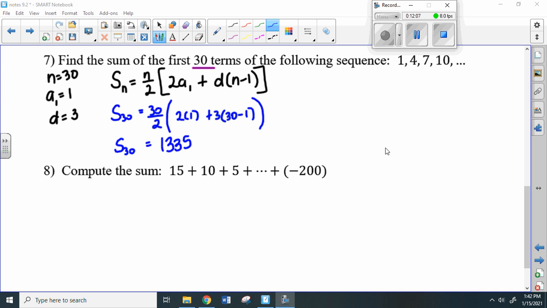Okay, now, the last one is going to be a little different than any of the ones we've done before. You might even want to put a star beside it. All right, it says compute the sum of 15 plus 10 plus 5 plus ... all the way down to negative 200.